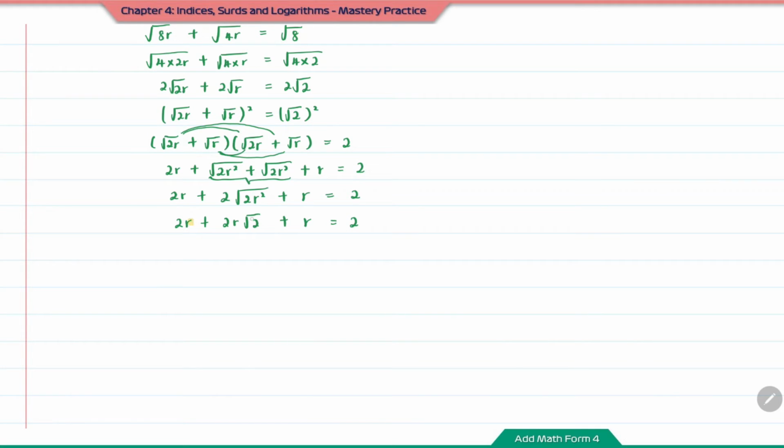So here we have the r for each of the terms. Therefore, we can factorize this. So r, 2 plus 2 square root of 2 plus 1 equal to 2. So here you're going to have r bracket 3 plus 2 square root of 2 equal to 2. Therefore, r is equal to 2 divided by 3 plus 2 square root of 2.